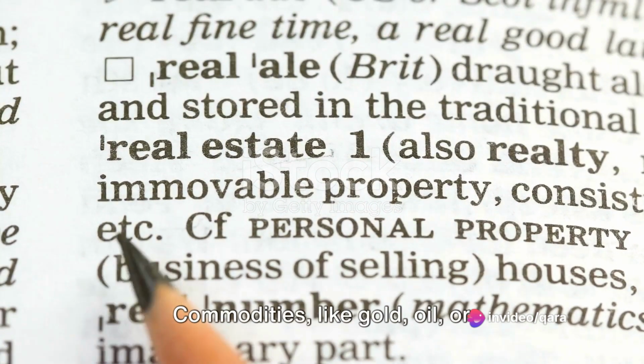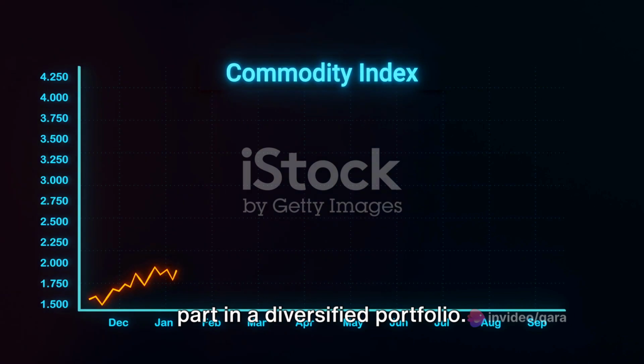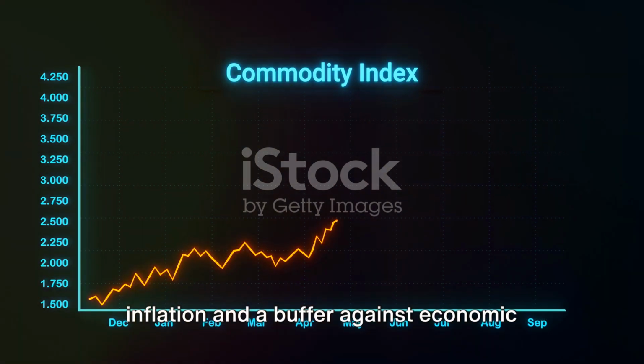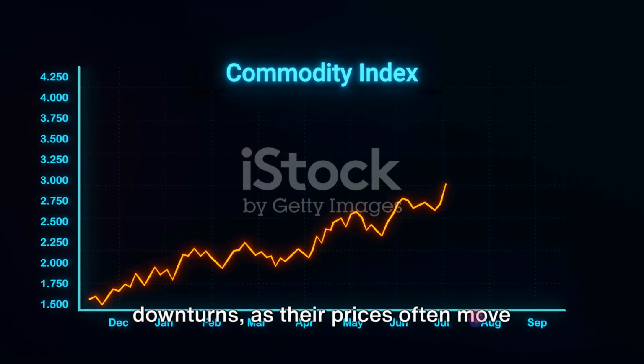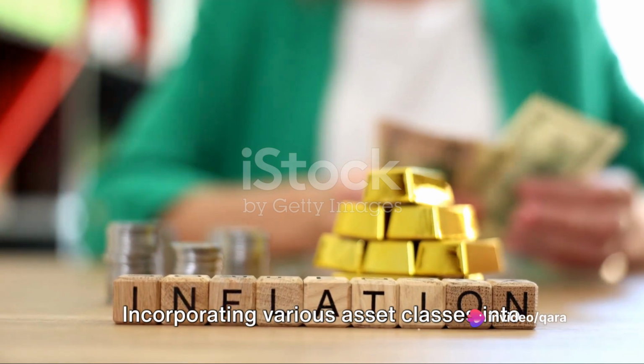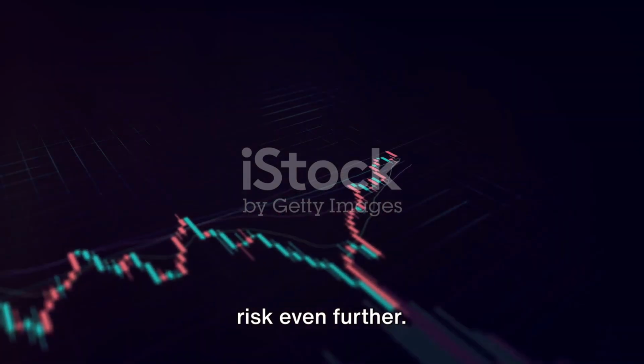Commodities like gold, oil, or agricultural products can also play a part in a diversified portfolio. They can serve as a hedge against inflation and a buffer against economic downturns, as their prices often move independently of stocks and bonds. Incorporating various asset classes into your investment mix can help to spread risk even further.